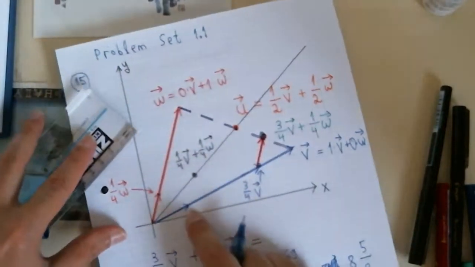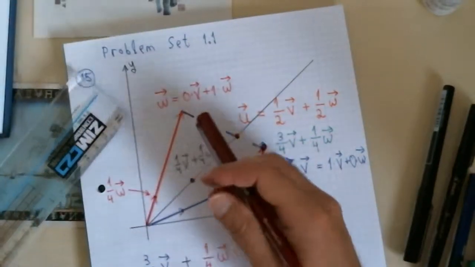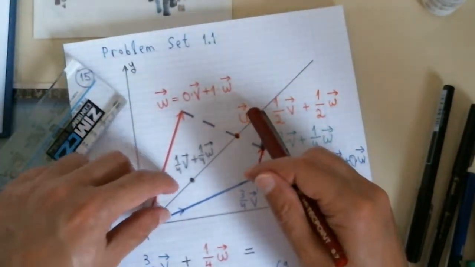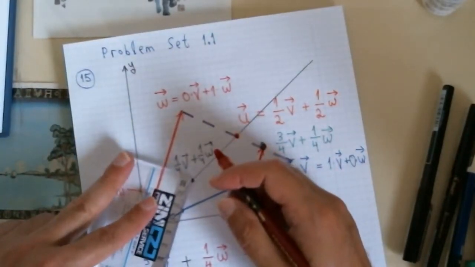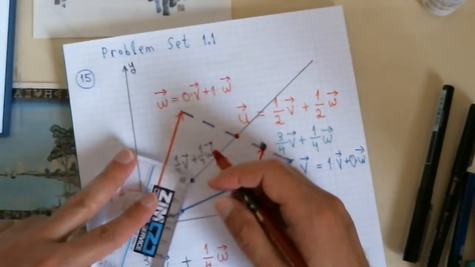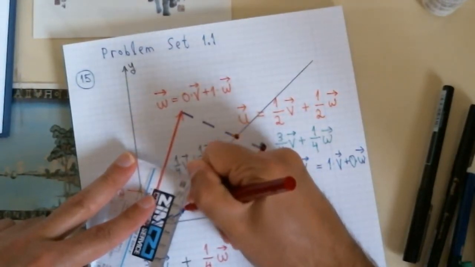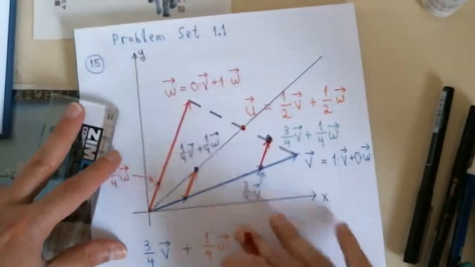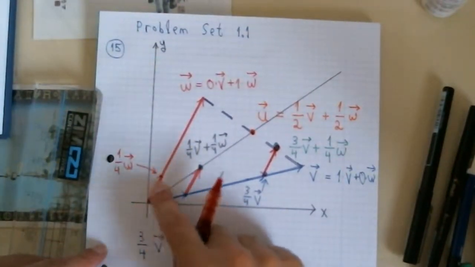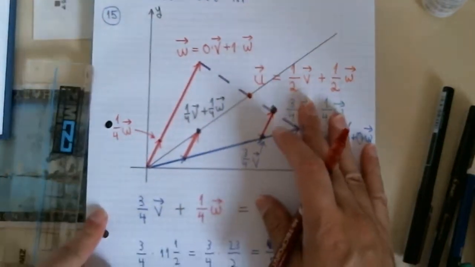This point, and we have a quarter of a W, which we have here, so it's just copied into here. And this is just a quarter of a W copied up to here, and you see we got to the right place.